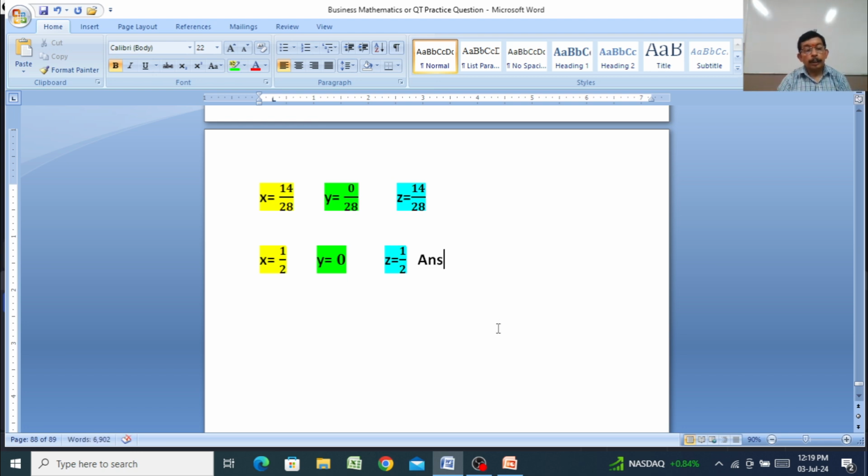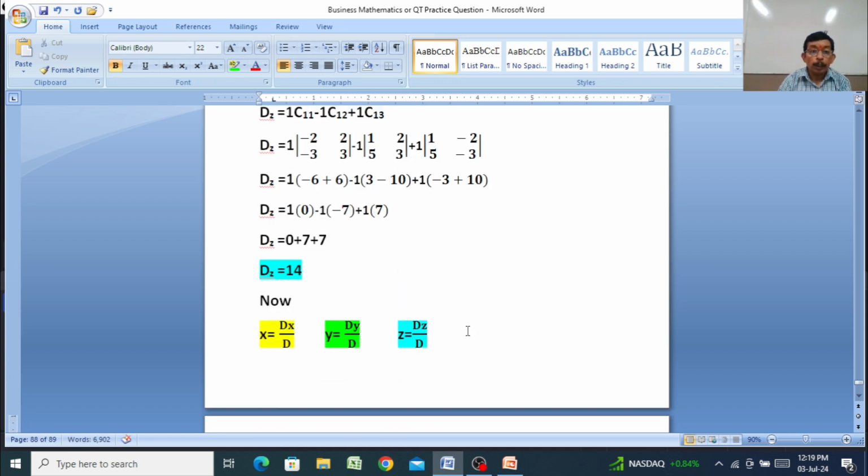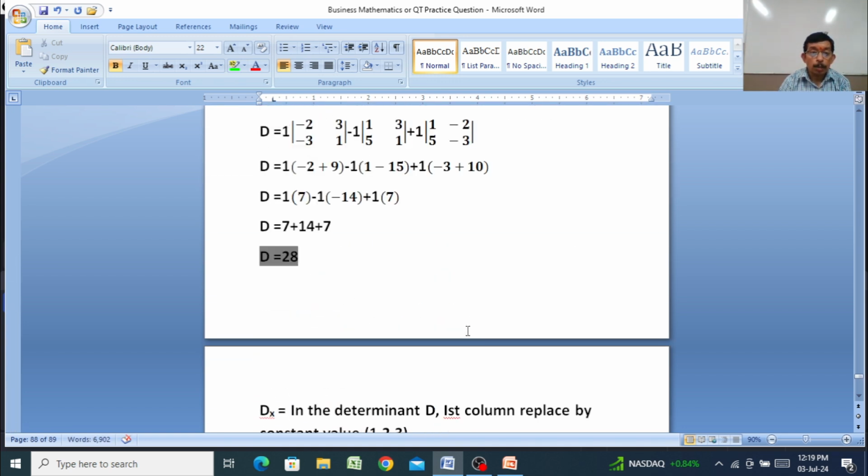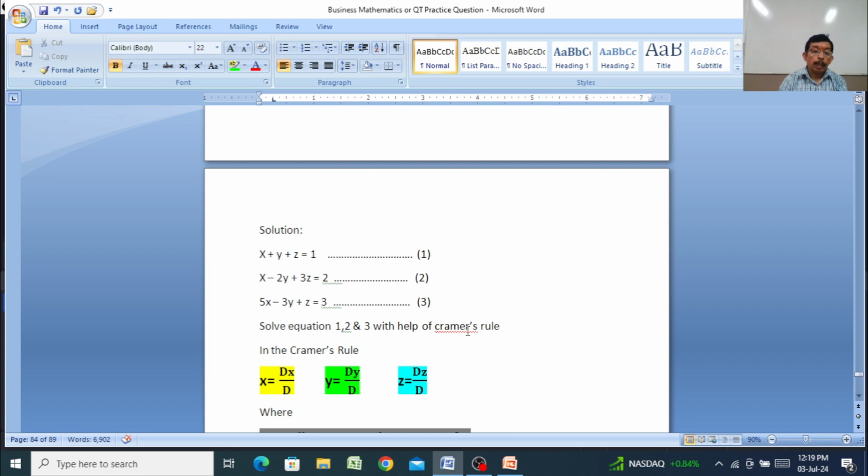If you want to check whether your answer is right or wrong, put these values in the given equation in the question. If we verify the LHS equal to RHS, then your answer is right, otherwise your answer is wrong. Now the answer is x is 1 by 2, y is equal to 0, and z is also 1 by 2. Then 1 by 2 plus 1 by 2 is 1, equal to the right hand side. It means your answer is right.